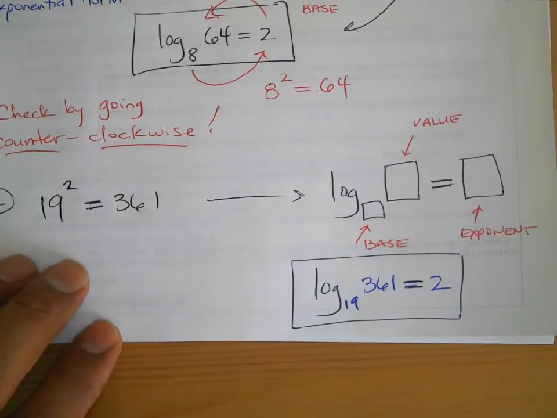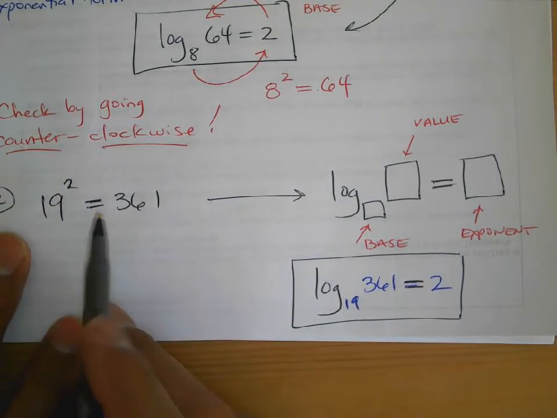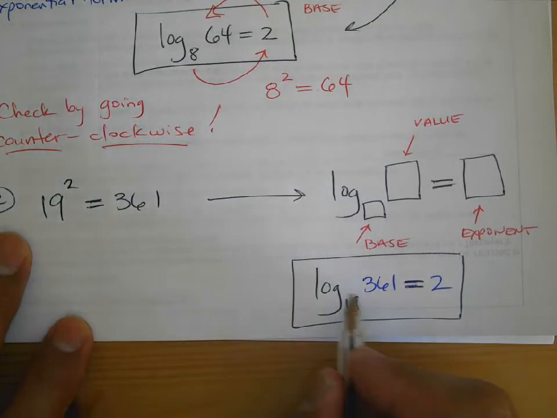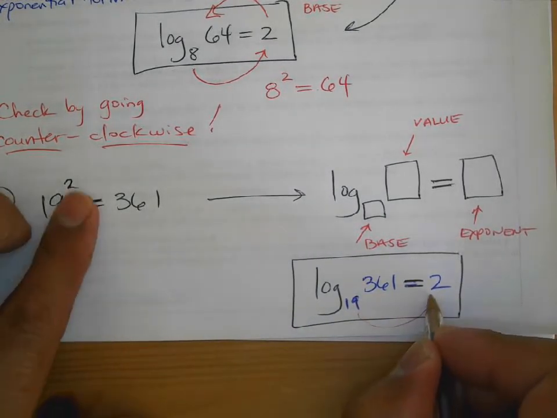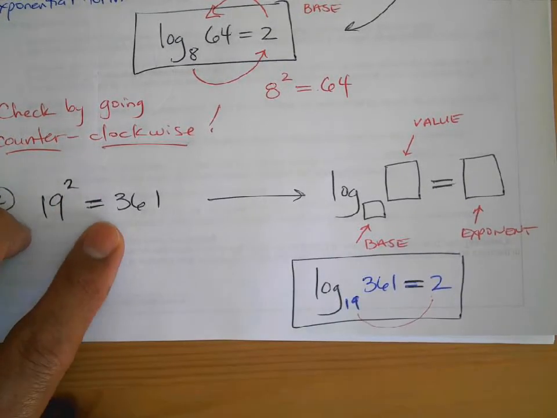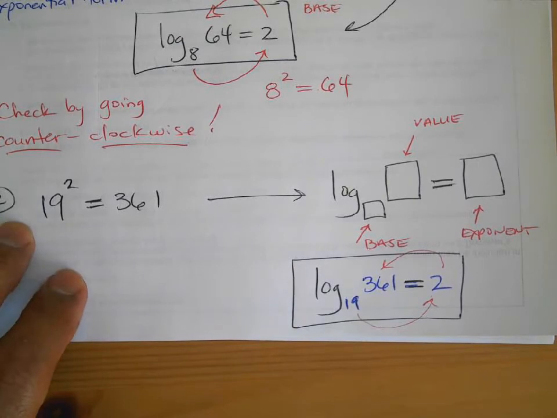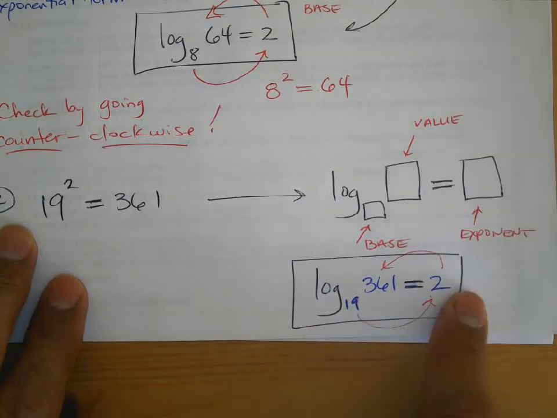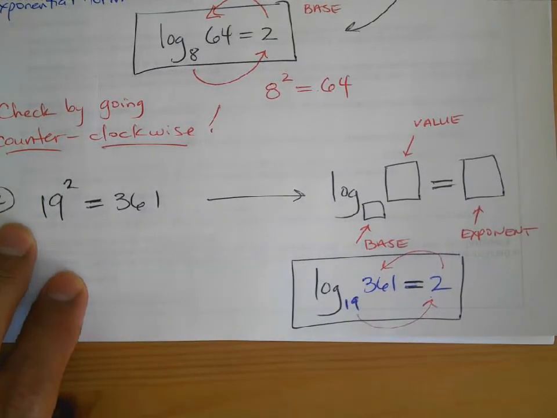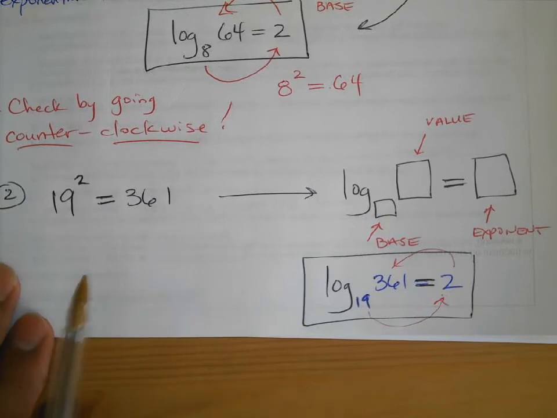And remember, how can you check and make sure? Because it kind of looks weird. It doesn't look the way you're used to seeing it this way. You can go counterclockwise and check. 19 to the power of 2 equals 361. Right? If you would have put the 2 here and the 19 here, 2 to the power of 19 does not give you the same answer. Okay? So that's it. You're just rewriting it from one form to the other form.